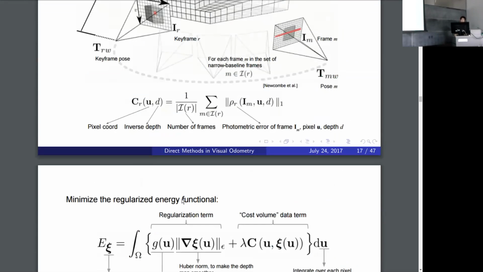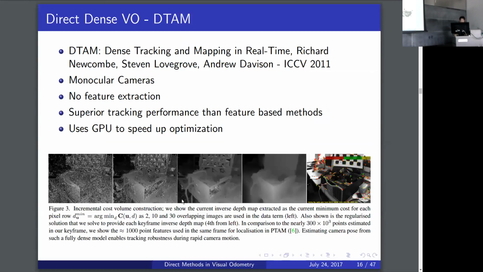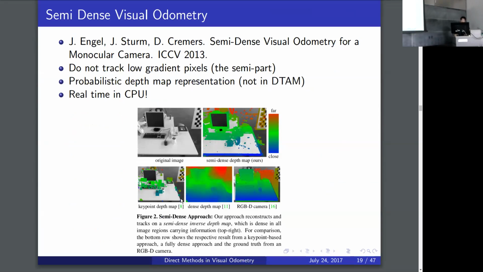So the main takeaway is that I just wanted to show that DTAM was perhaps one of the first real-time dense VO methods, but it had to use a GPU in order to run in real time. And after DTAM, Engel from the Technical University came up with something called semi-dense visual odometry.